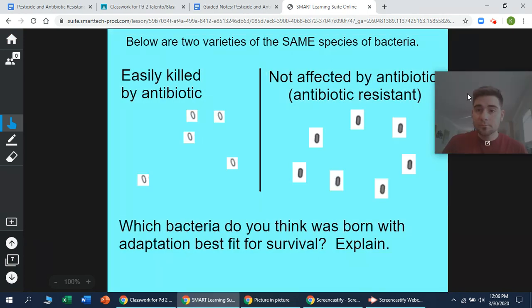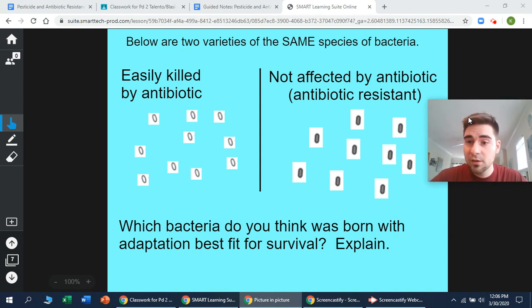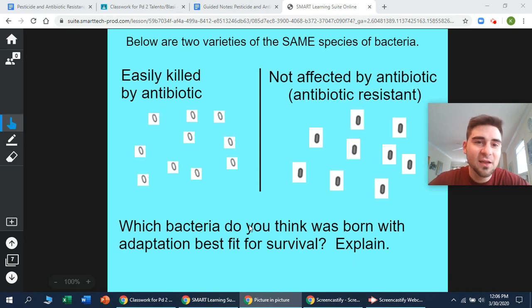Okay, now, again, like with the insects, here are two varieties of the same species of bacteria. For example, E. coli. By the way, E. coli stands for Escherichia coli, but I don't expect you to say Escherichia, so you can just say E. coli. Some of these E. coli are easily killed by antibiotic. Some are not affected. So some are born with antibiotic resistance. So what I want you to answer in your guided notes here is which bacteria do you think was born with an adaptation best fit for survival? Then explain. Go ahead and pause the video and answer this in your notes.